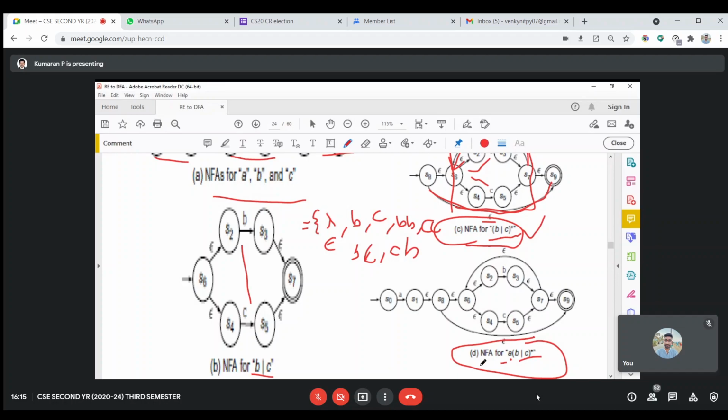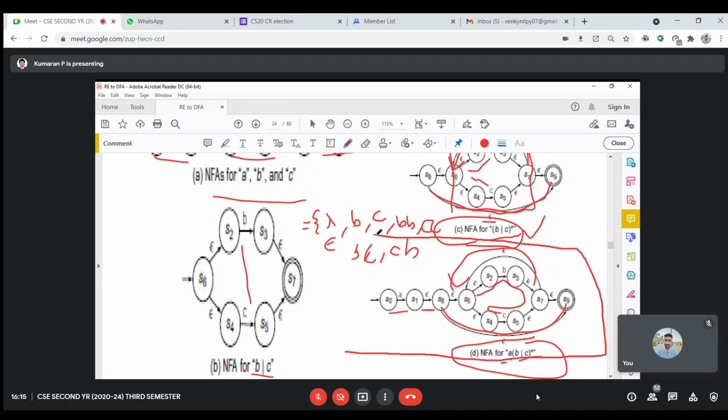How to do that? Very simple. A put together with the rest, what operation? Concatenation. So single A, epsilon, epsilon, then the rest of the portion here. The rest of the portion will have B or C, and then for B or C we have a whole star. So this state goes to the final state and there is a loop. That's all. A into (B or C) whole star.